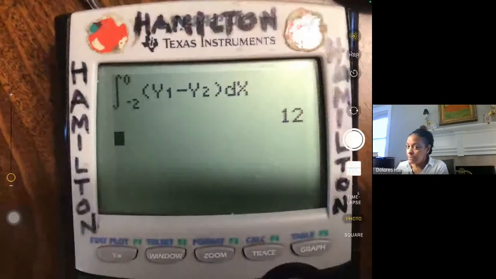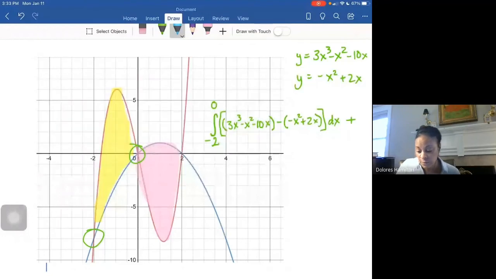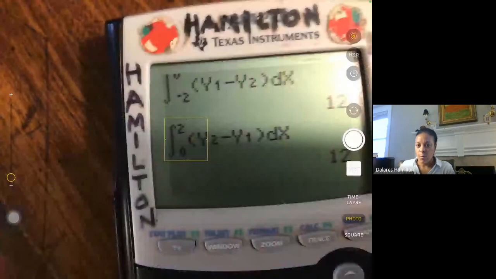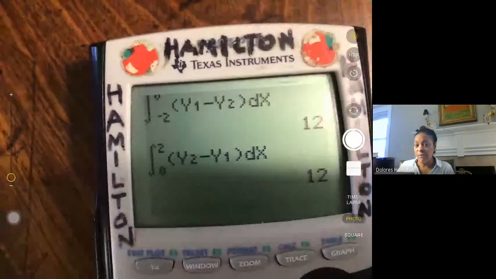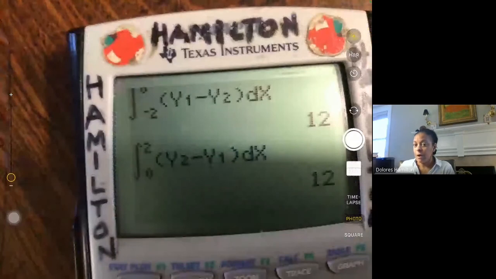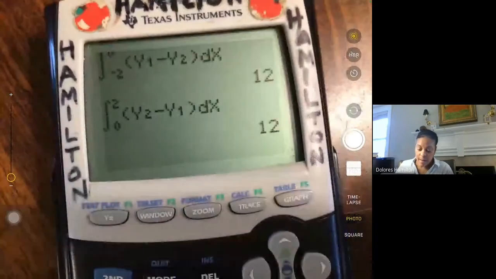Now let's look at the pink area. So this pink area looks like it's going to go from limits of integration from 0 to 2. And in this case, we already identified quadratic minus cubic. So when we write it out, it would look like this. Once again, typing this in to the calculator, we would say 0 to 2 of then y2 quadratic minus cubic, y1.